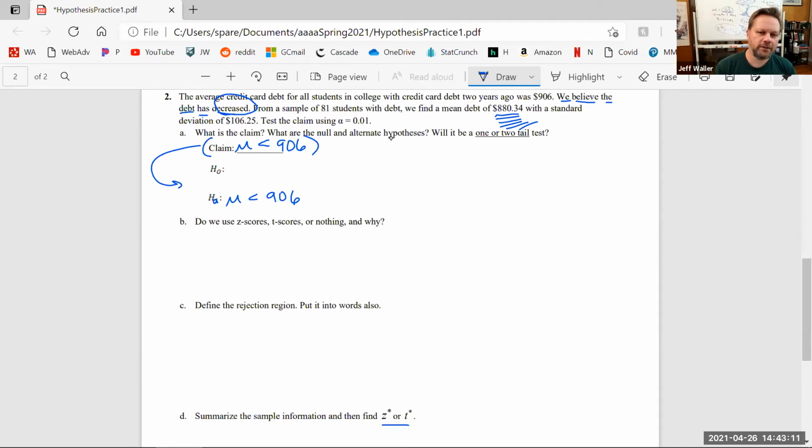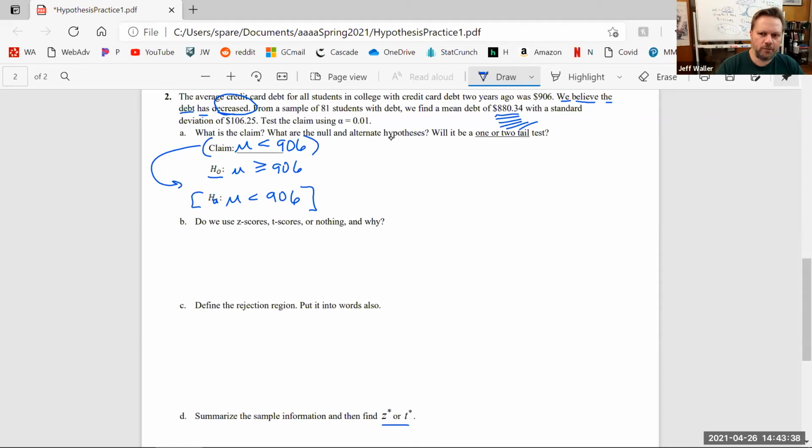Okay, and why do we do it that way? Because that's the way we chose to set things up. We always want this to be the one that we can show evidence for. So what's going to go next to the Ho? That the mean is greater than or equal to 906. Okay, I'll let the M reference go. But yeah, you're right.